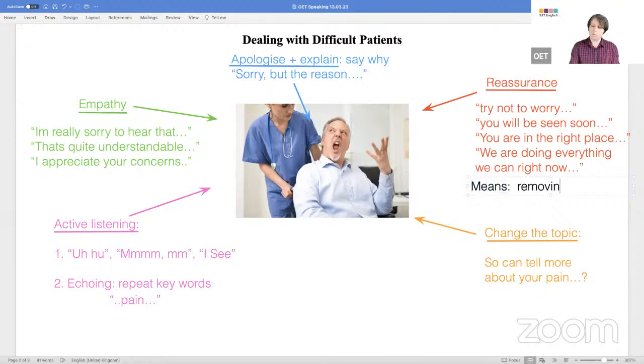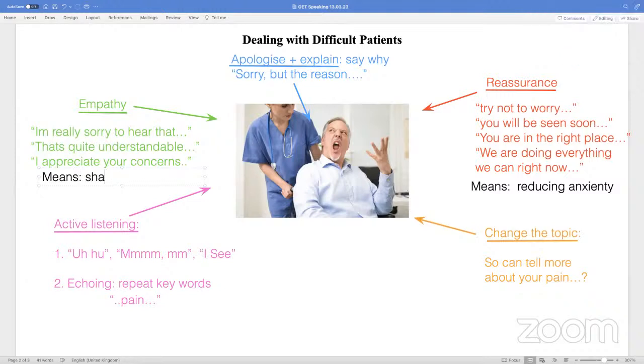So what are we removing here? We're reducing. What are we reducing? Reducing anxiety, worry, right? Yeah. Anxiety. Okay, so with reassurance, we're just trying to reduce anxiety in general. But with empathy, Bianca, you use the word empathize, which is the same. What does empathy mean, guys? Empathy, sharing the feeling. Sharing feeling. There we go. In the patients.